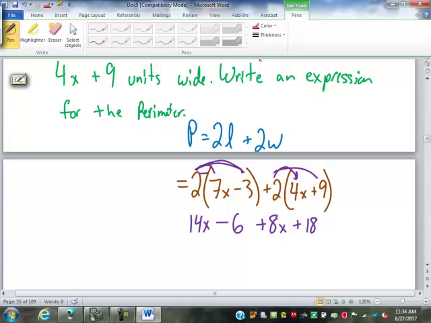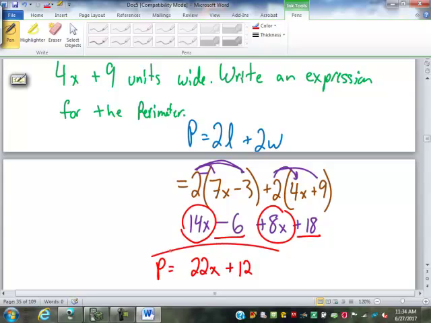Again, if you stop there, I wouldn't mark it wrong, but there's a next step that you could go. 14x and 8x is 22x. Negative 6 and 18 is positive 12. So the perimeter is 22x plus 12.